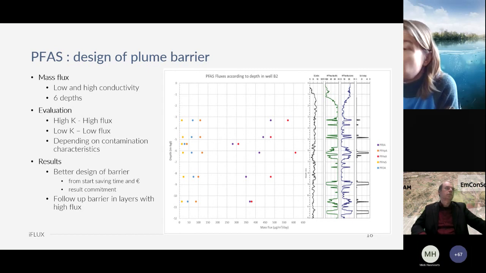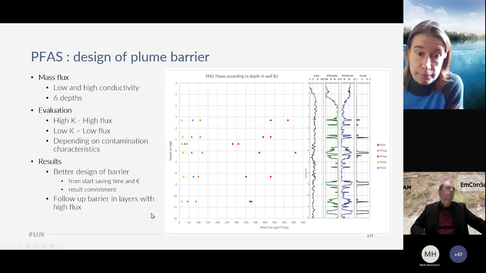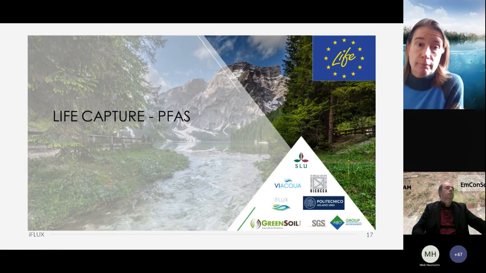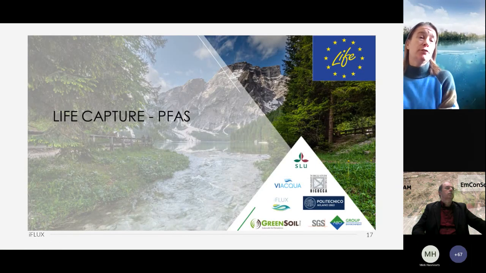After the installation of the barrier, the efficiency of the barrier will be followed up with flux measurements downstream of the barrier. Then maybe we look a little bit into the future.